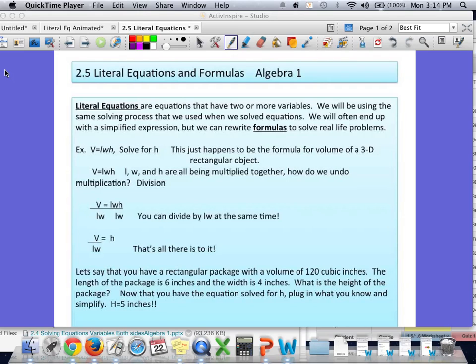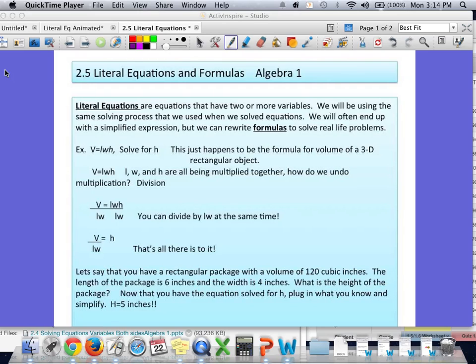You'll use this a lot in science classes, and you'll use it when we solve for y, when we start graphing in Algebra 1. You'll use it again in Algebra 2. So it's a real helpful thing to know how to be able to manipulate things for a certain variable.